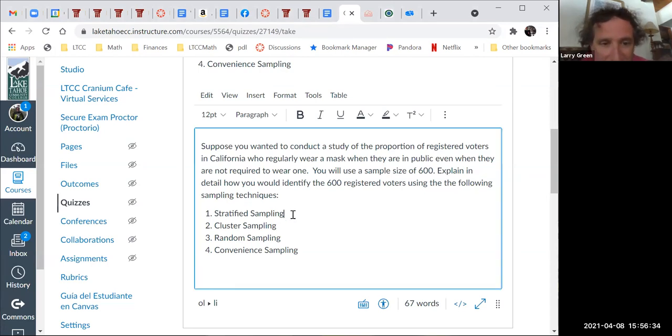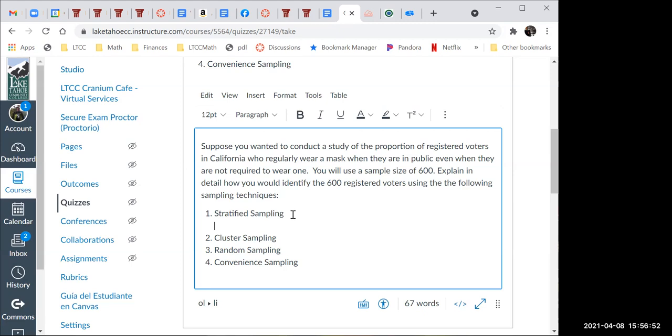So there's a lot to do here. So let's start out with stratified sampling. So what does stratified sampling entail? What do you have to first do? If you remember, there was a step-by-step process for stratified sampling. What was the first step? Determine the strata, like split it up into a smaller group.